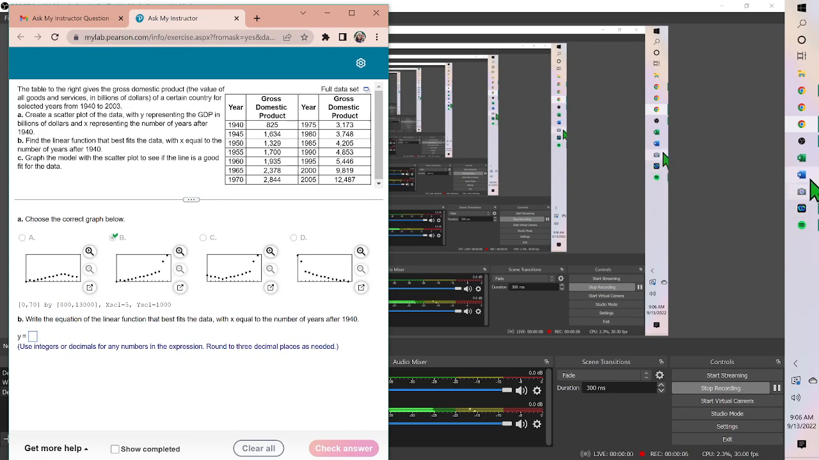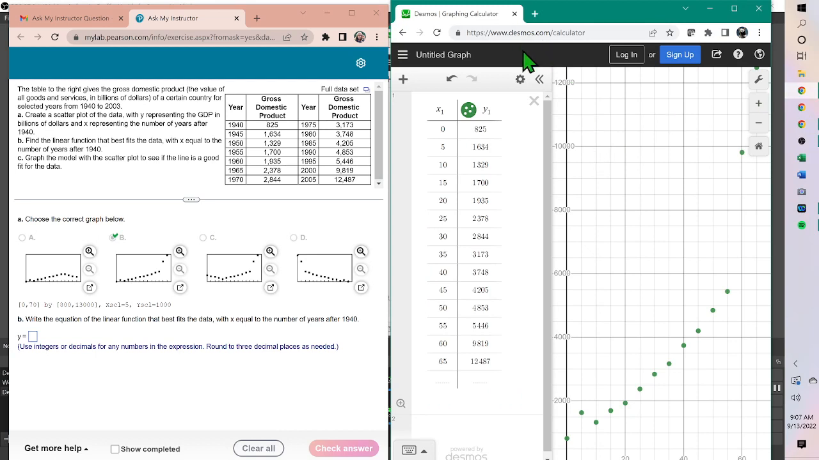For this problem, you'll want to graph it on Desmos. So you want to go to desmos.com. And then you click here and open the table, which I already did. And then you enter your values.